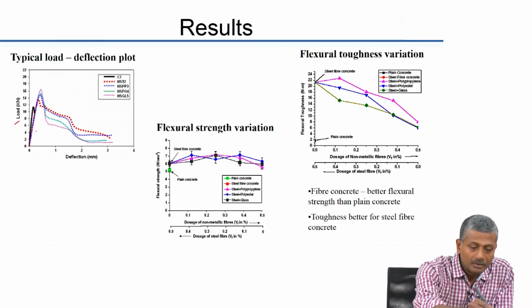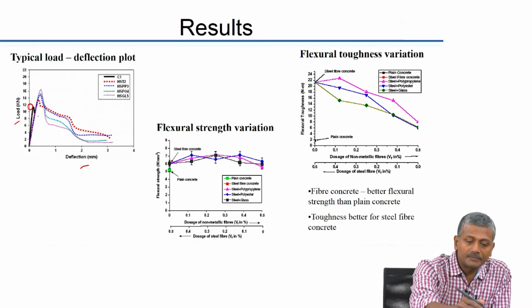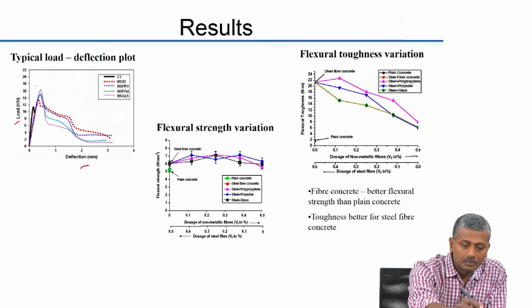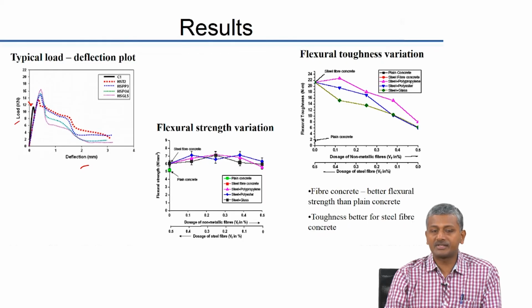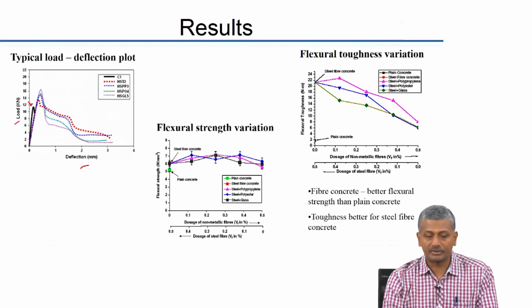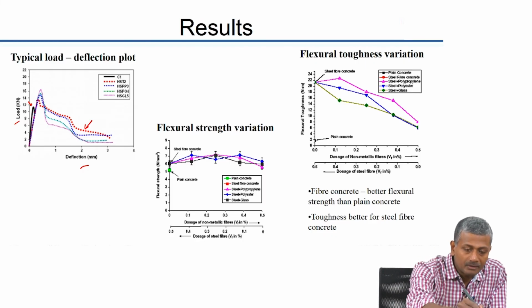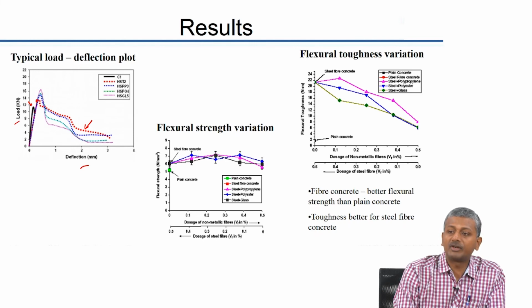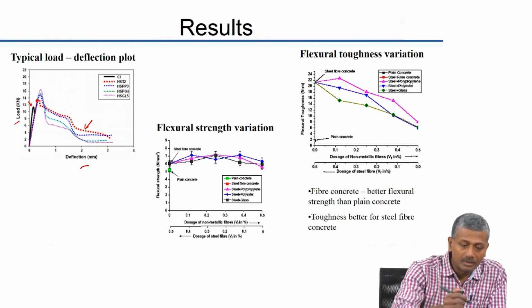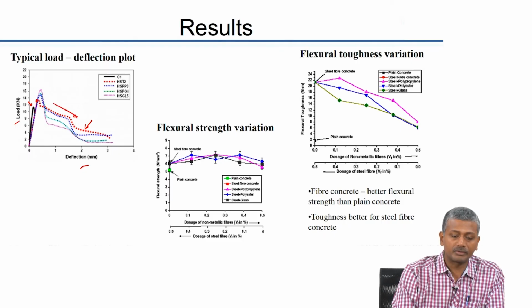You can see here the load deflection response of the concretes. This is the plain concrete, this one here, and you can see that after the ultimate stress has been reached, there is no significant deformation capability for this concrete. If you look at steel fiber concrete, that is the red curve here, it reaches a slightly higher flexural strength as opposed to plain concrete, but look at the extent of deformation that is possible before failure actually occurs.